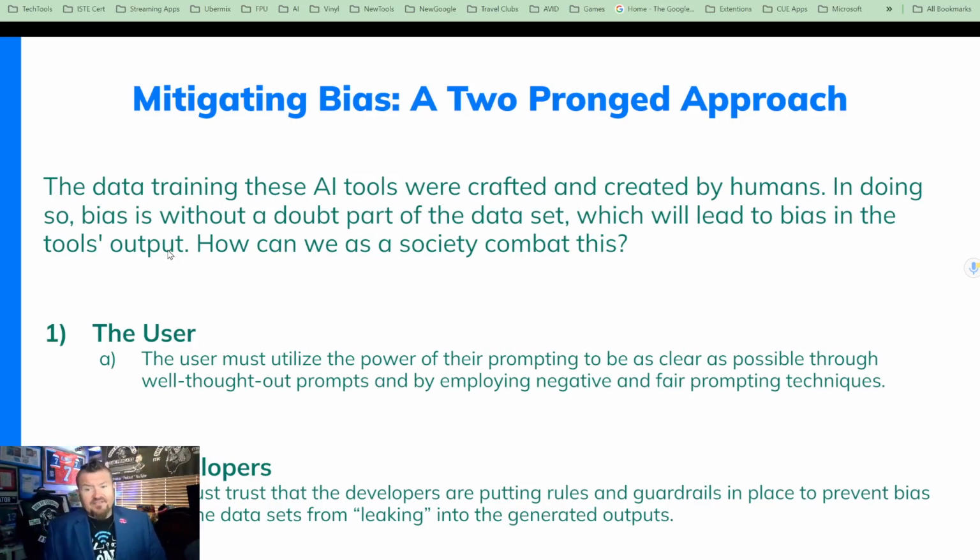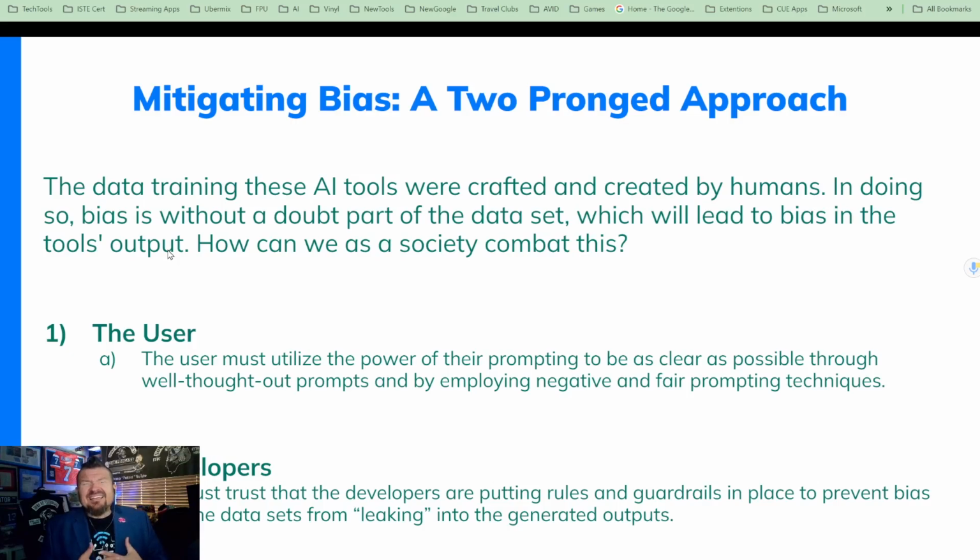Fair prompting techniques. These are things that we as educators can help train our students to do. And then the developers, right? We must put trust that our developers are putting in rules and guardrails, right, to prevent these biases from the data sets.